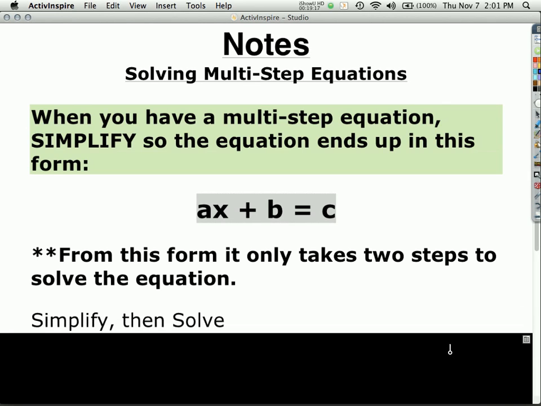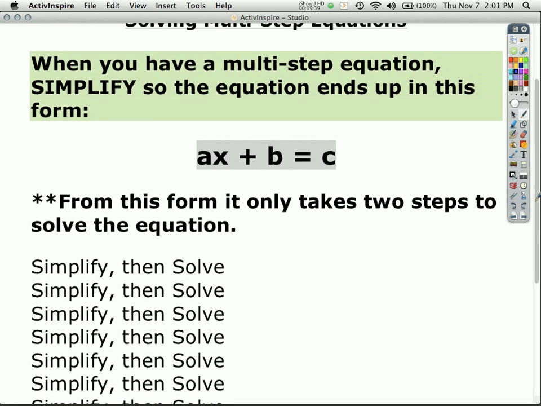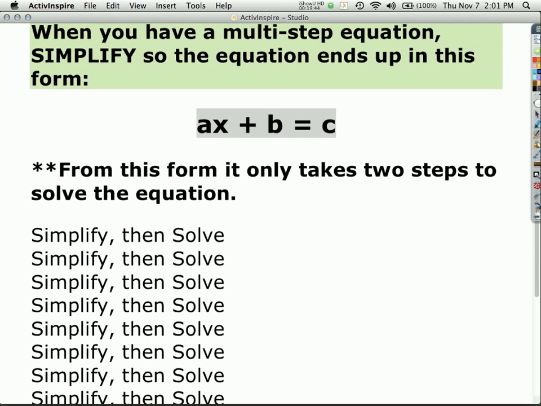So the phrase of the day, simplify, then solve. I'm going to keep referring back to this phrase of the day, and it's going to become the phrase of the week and the month. Simplify, then solve. It's so important that I put it here over and over again. You don't have to copy it over and over, but I wanted you to see it repeatedly because it's so critical to being successful.